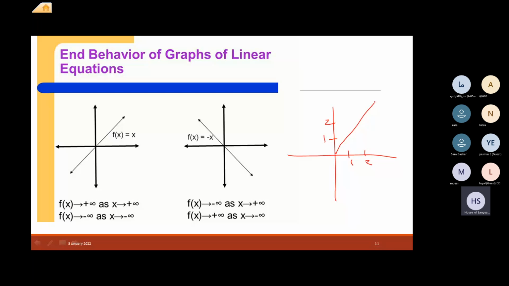When x approaches positive infinity, f of x goes to positive infinity. So first you start with f of x, then x. And look down here. Negative infinity, and here negative infinity. So when f of x approaches negative infinity, x approaches negative infinity. So if you look at the function now, you can tell me if it's increasing or decreasing, and tell me about the end behavior of the function.